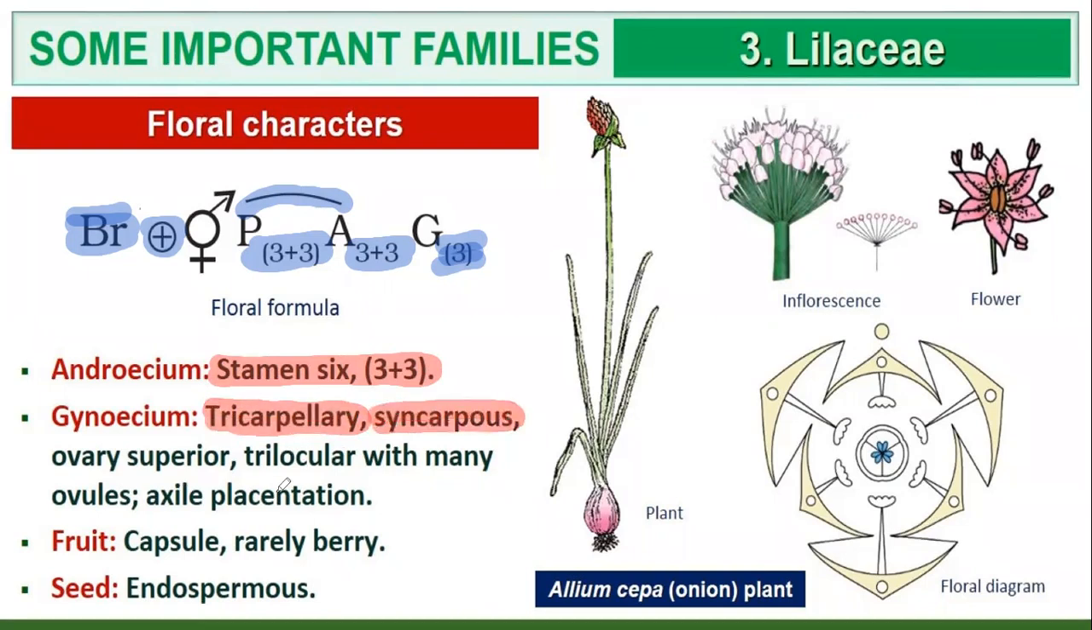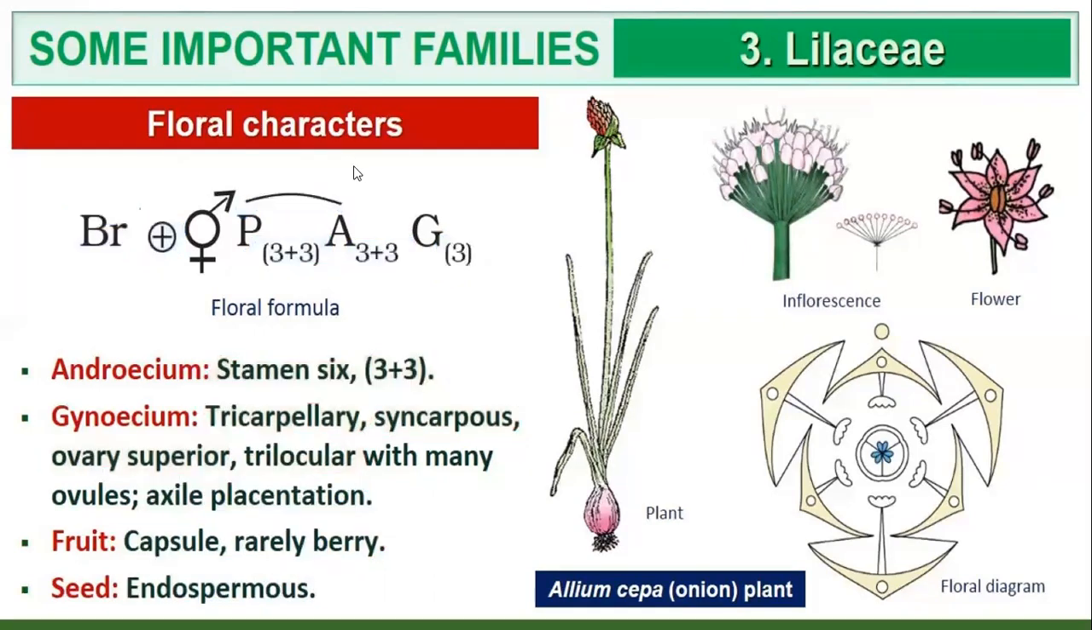Syncarpous means the entire gynoecium is fused. The ovary is superior. Trilocular, it will show 3 chambers. It has axile placentation. Fruit-wise, they are capsules, rarely berries. And the seeds of Liliaceae are endospermous. So these are the important floral characters that we should remember as far as Liliaceae is concerned.